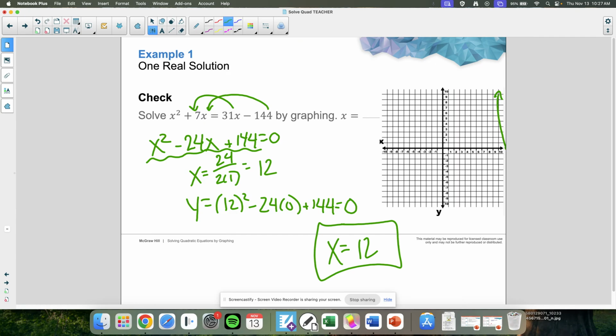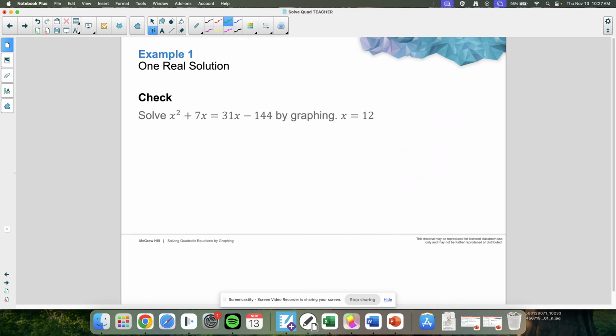To find the x value of your vertex, you do negative b over 2a. To find the y part of that equation, you have to plug it in. Oh, I see what you're saying. That's what you guys were questioning, why I randomly put a 0 at the end. So the solution is just where it hits the x-axis, which is at 12.